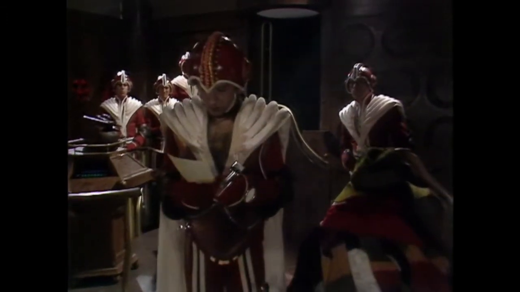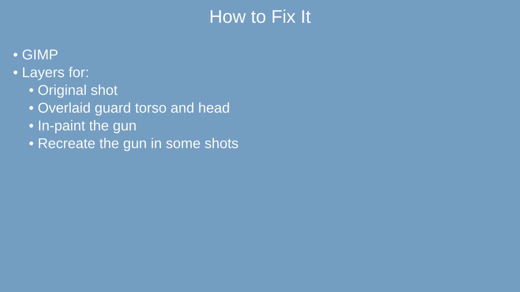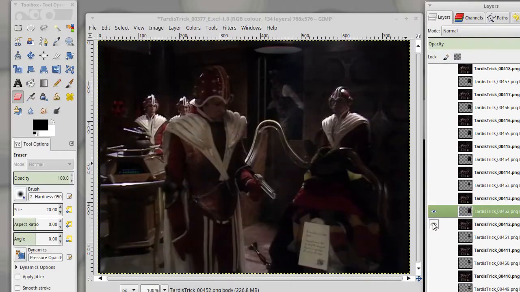So how did I fix this? Well, I used GIMP and I put lots of layers for various pieces, the torso and the gun and so on. And here we are in GIMP, and you can see that I've taken a shot from 40 frames in the future. So it's about 1.5 seconds in the future, and I've just cut around the guard and pasted him over himself to eliminate his gaffe.